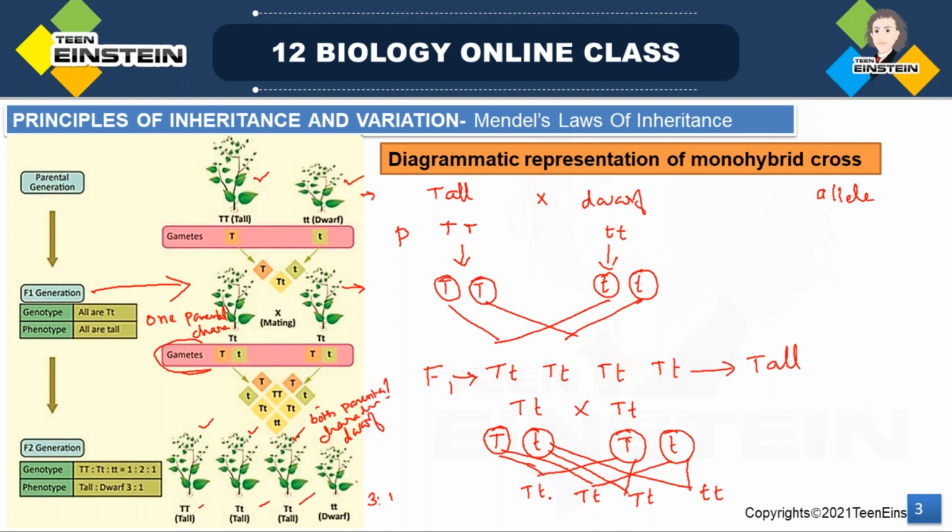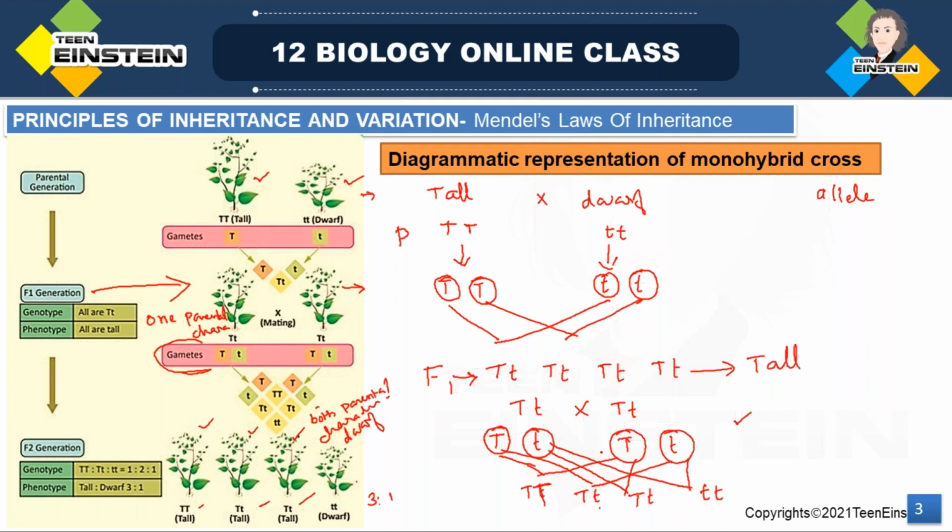While writing this small t and this capital T, one dominant allele is present. So first we will write that dominant allele. That shows the dominant one will express. Here, these two are combining and forming capital T, capital T. That one is dominant, and it will express the tall condition.